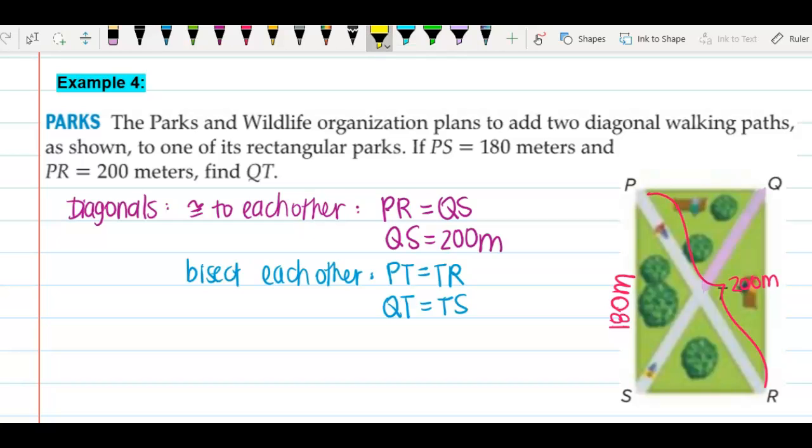Remember, our goal is just to find QT, which we now have in one of our equations. If QS is being bisected, that means that each piece is equal to each other. So if we know the whole thing is 200, we can divide it by 2. So really, QT is QS divided by 2, which is 200 divided by 2, so it would be 100 meters, our final answer.